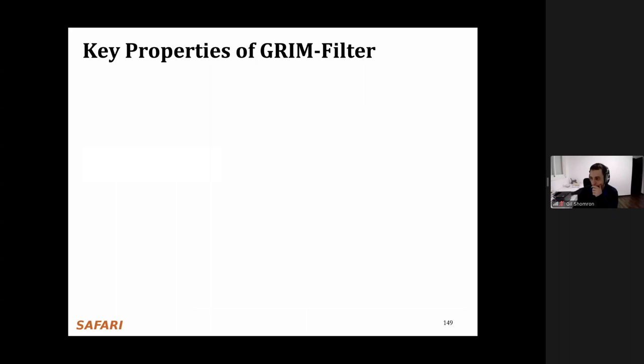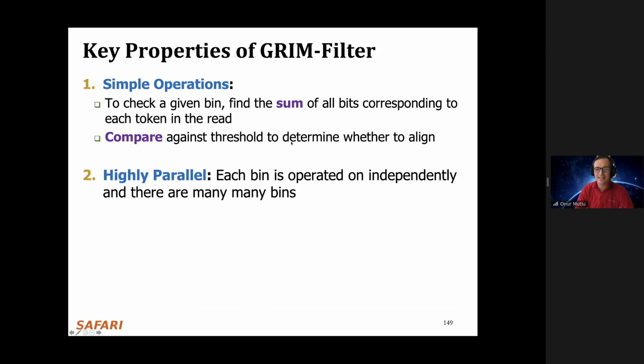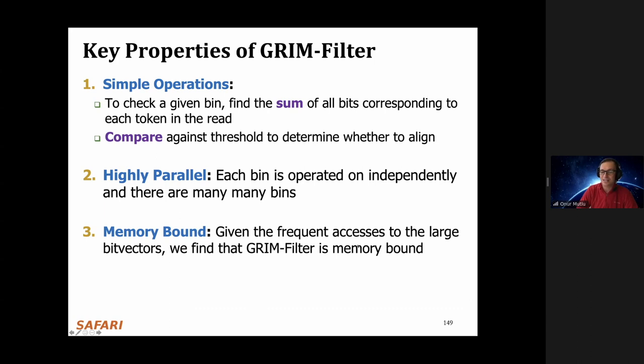The nice thing is these are simple operations. You need to do a sum of all bits corresponding to each token in the read. And you need to do comparisons against a threshold to determine whether to align. It's highly parallel. There are many, many bins. And it's memory bound also, given the frequent accesses to large bit vectors. It turns out it's memory bound.